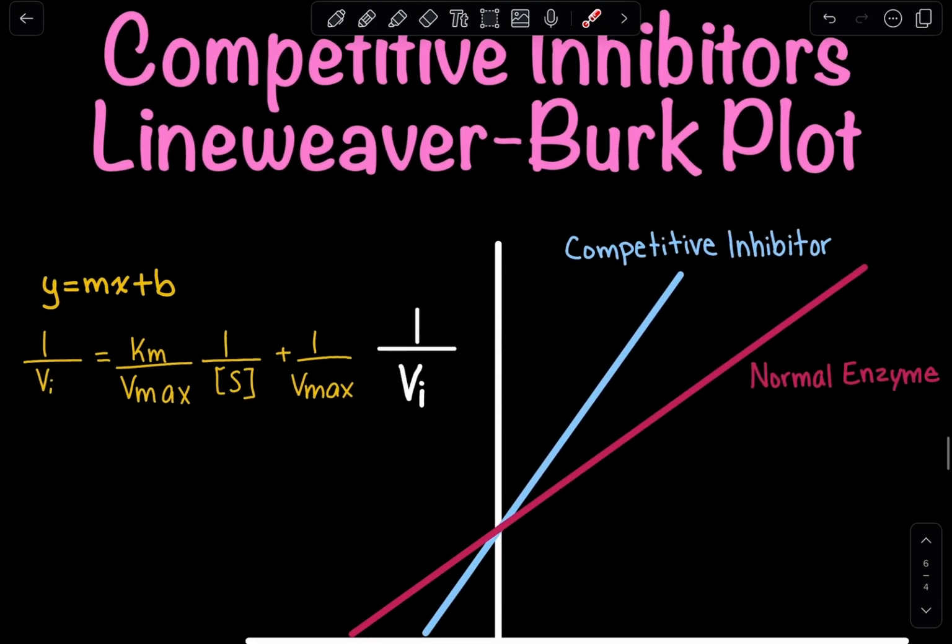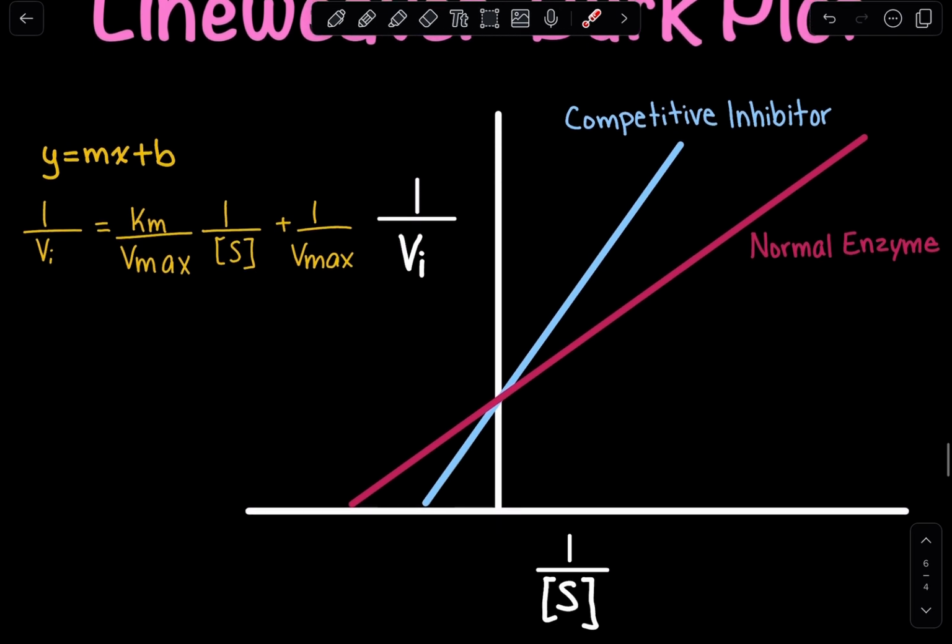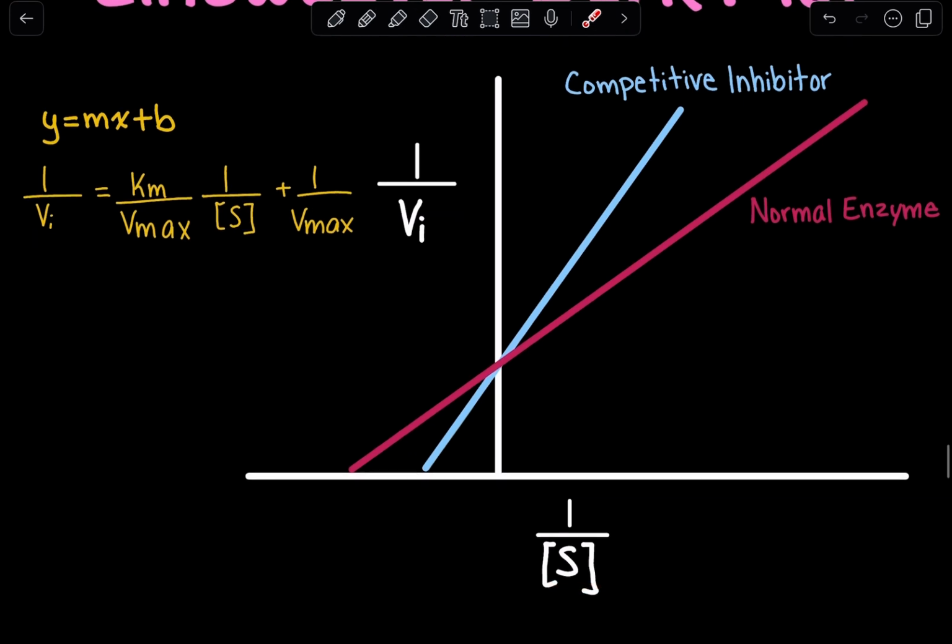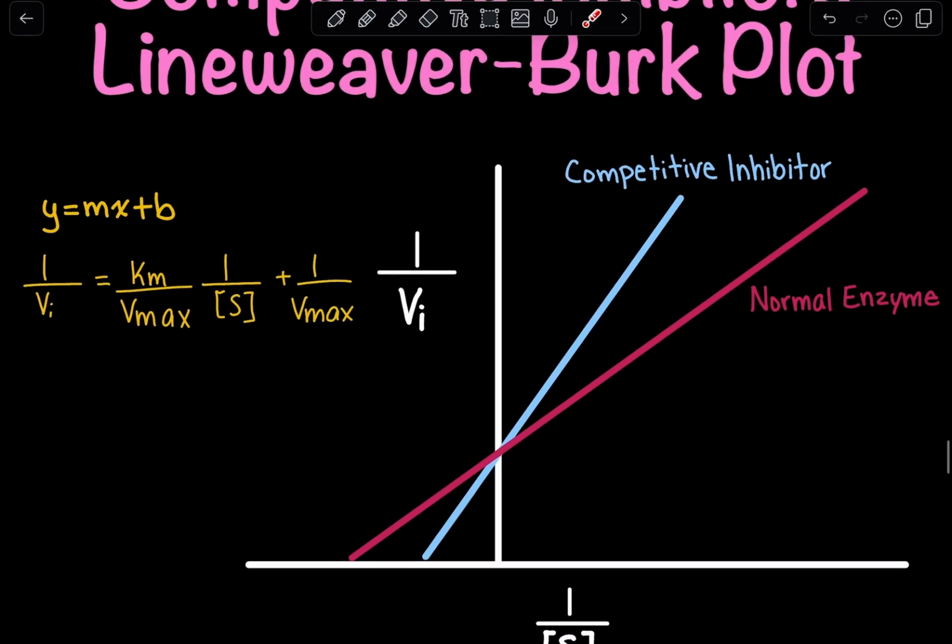And that is why we have the Lineweaver-Burk plot, which is simply a reciprocal of our initial rates and the reciprocal of our substrates. So on our x-axis, we have 1 over substrate concentrations, and on our y-axis, we have 1 over our rates. Now, we can make note that for a competitive inhibitor, this is our plot, whereas for a normal enzyme, this is our plot. Two things we can make note of.